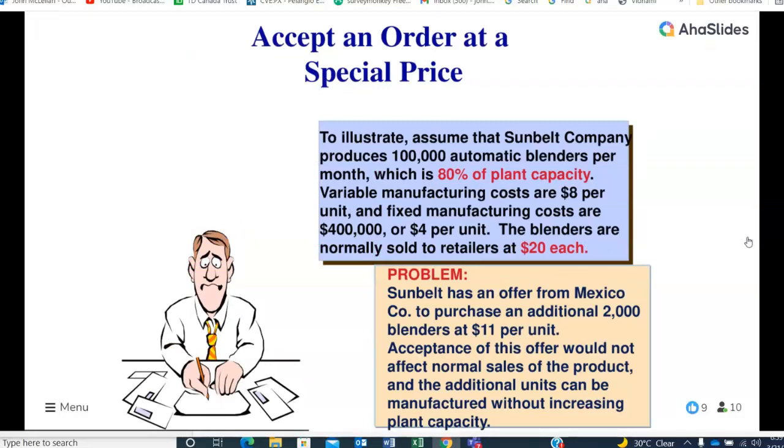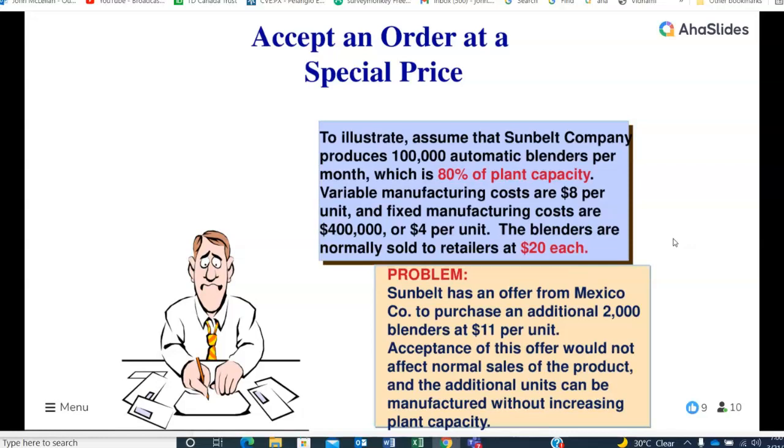Okay, for example, let's assume I'm an American company, Sunbelt, that produces 100,000 automatic blenders per month, which is 80% of the plant capacity. So I could still produce another 25,000. Variable manufacturing costs to produce these automatic blenders are $8 per unit. That's direct material and direct labor and variable overhead. Fixed manufacturing costs, which is the size of the plant and all the equipment, is $400,000 or $4 per unit because we produce 100,000 units. They unitize the fixed cost at $4. Okay, the blenders sell to retailers at $20 each.